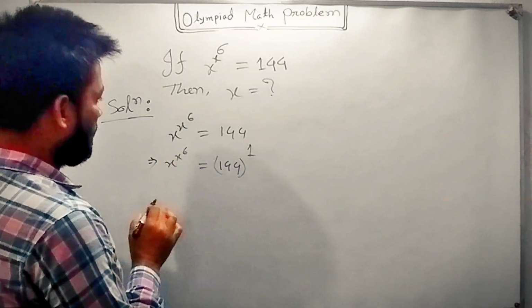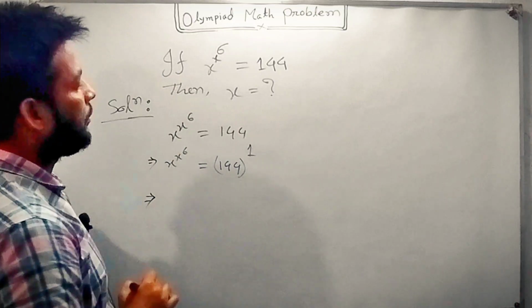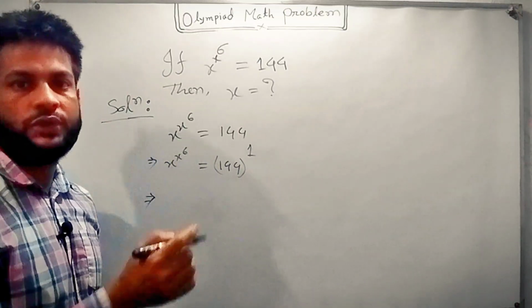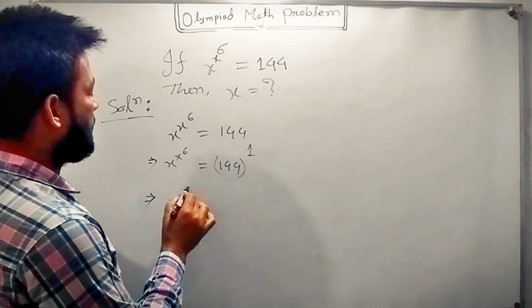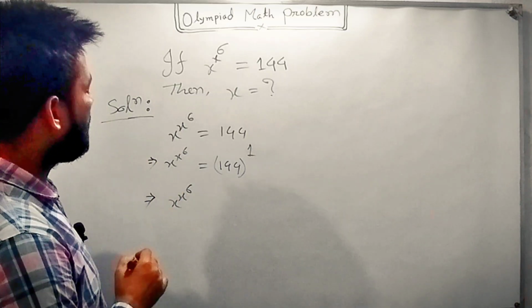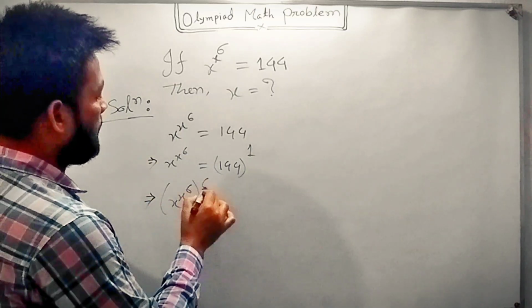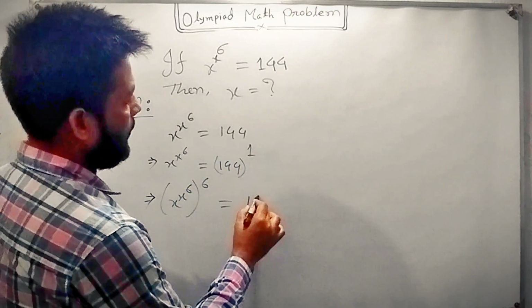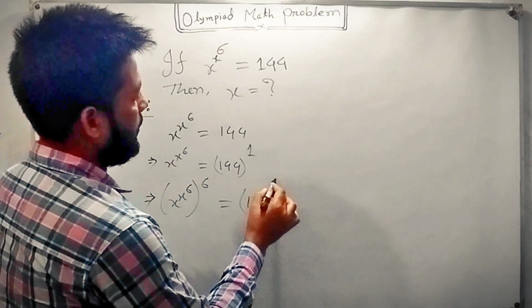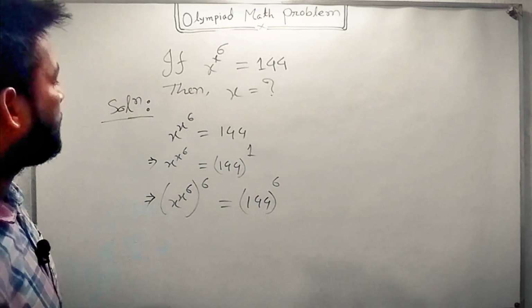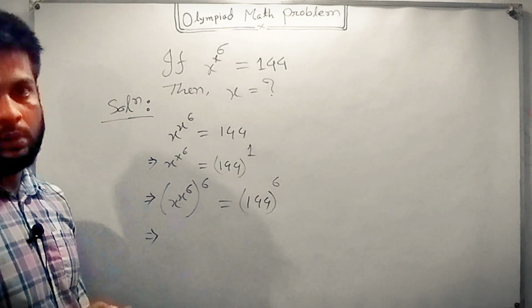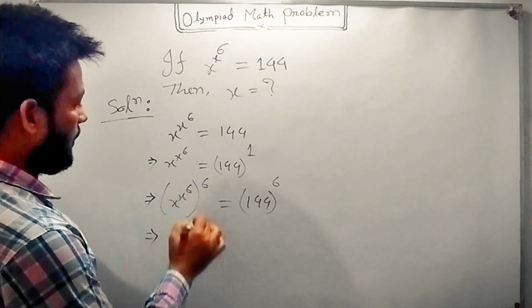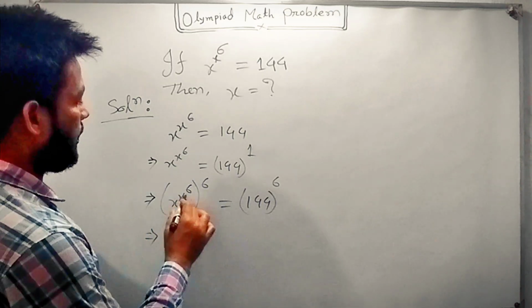And we will apply power 6 on both sides. x power x, power 6, and 144 power 6. And we will try according to the solution. We will multiply on both sides.